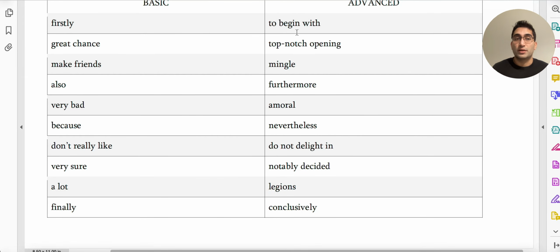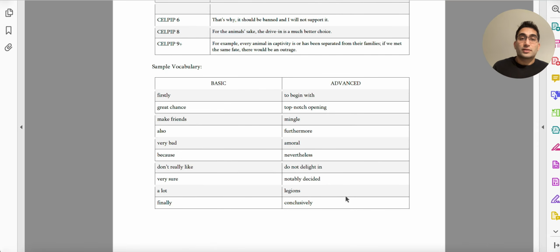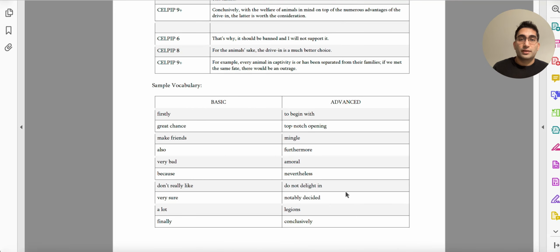Firstly, you can say "to begin with," right? Also, you can say "furthermore." These are the common words you use, right? People use this all the time. Because, you can say "nevertheless" in some cases, but in most cases you can use "due to." Very sure, notably, decided, a lot, legions, you know. Finally, conclusively, I'm sure you guys use this word. They're the replacements, okay?